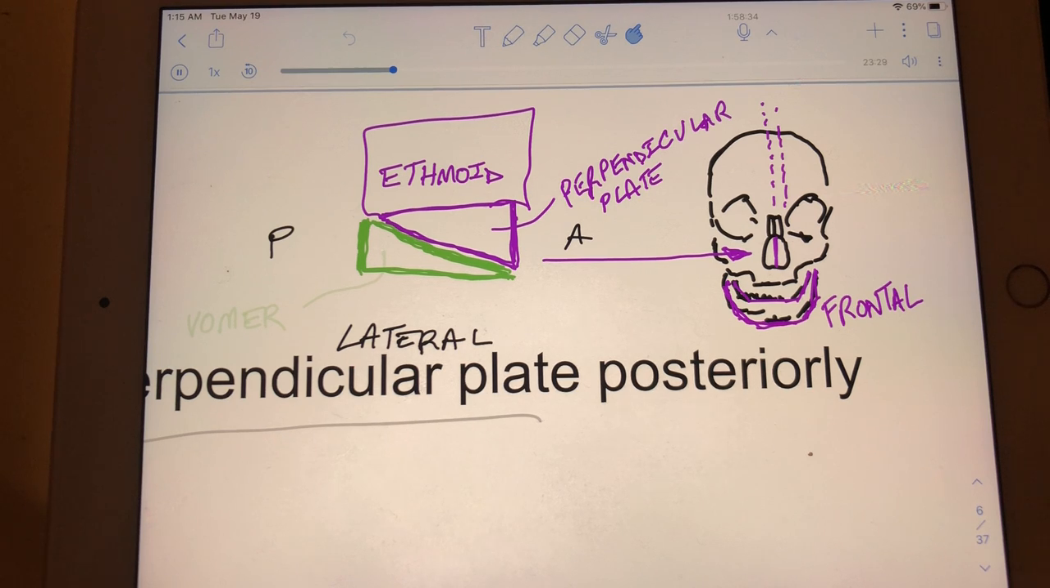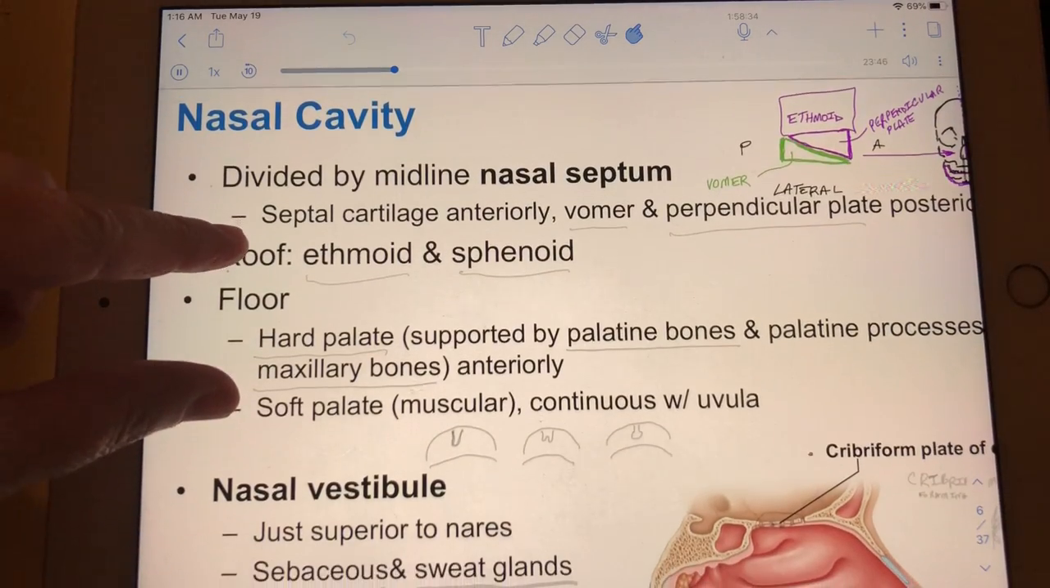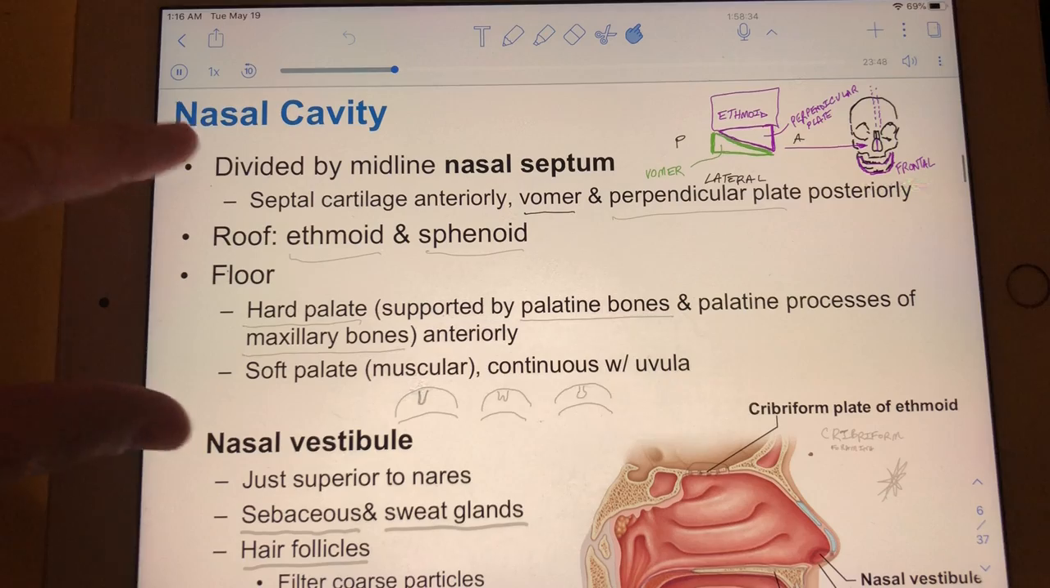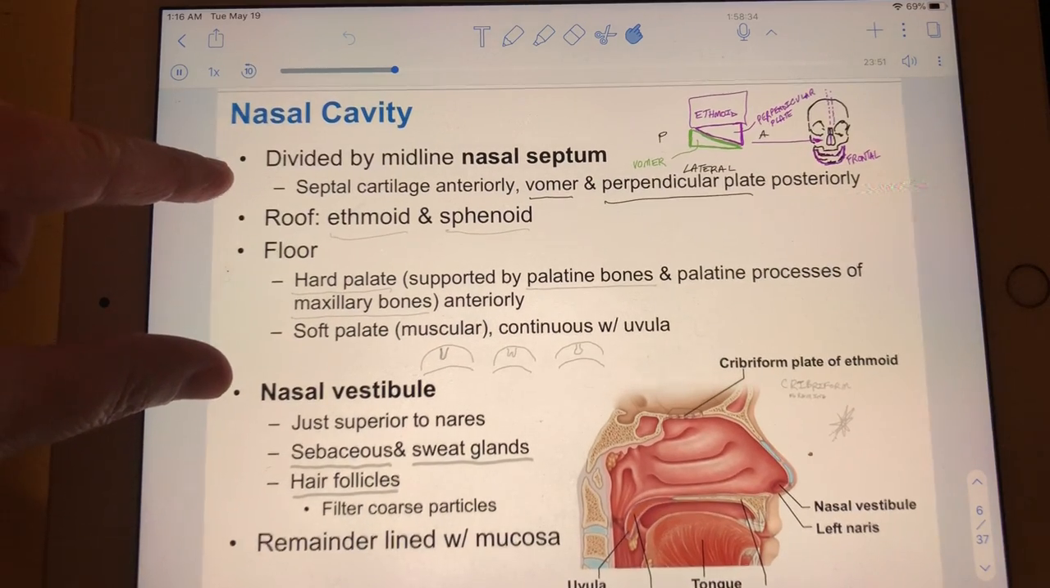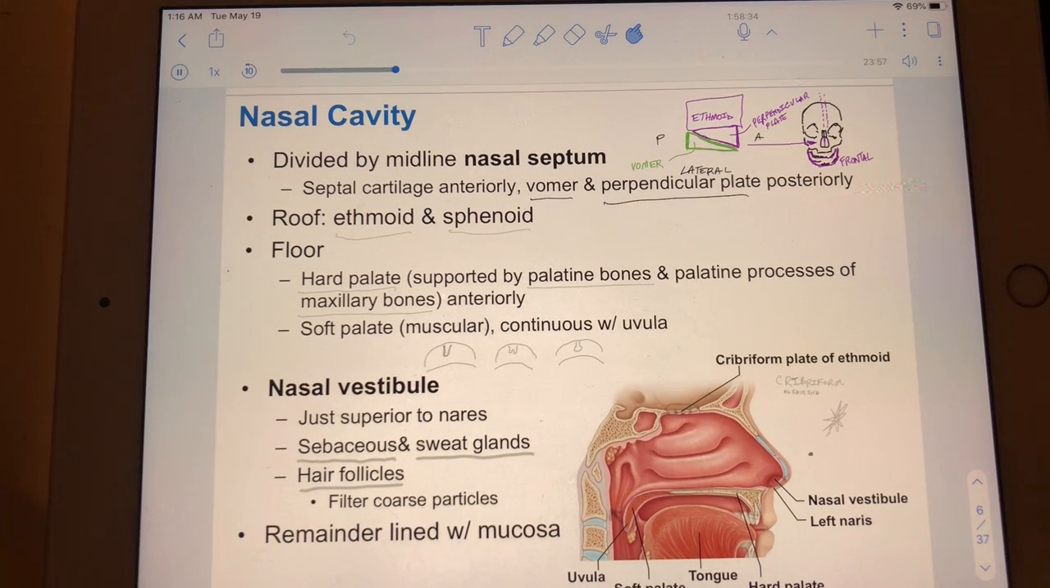Who is this guy? It's not a bone marking, it is a bone. The vomer, it's not paired, it's a singleton. And if we go back and look at the text on the actual slide, the nasal septum is comprised of the vomer and the perpendicular plate of the ethmoid bone. The nasal cavity's roof is comprised, not surprisingly, of the ethmoid as well as the sphenoid bones. We have one ethmoid, one sphenoid, you probably recall that.